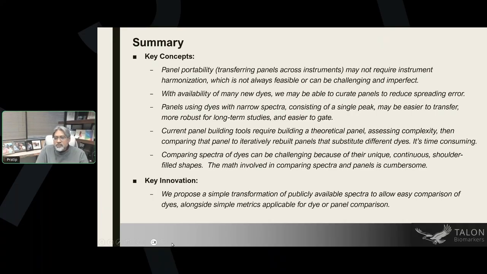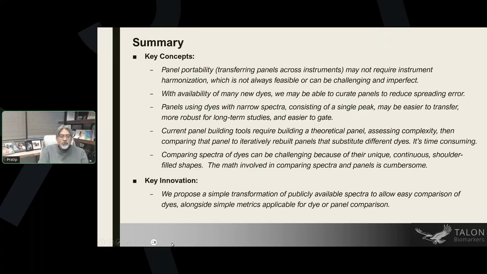Or maybe you do a little bit of instrument harmonization and then you make sure everything works by choosing better dyes. And with the availability of many new dyes, we may be able to curate panels to reduce spreading error. Panels that use dyes with narrow spectra that consist of a single peak may be very easy to transfer, more robust for long-term studies, and really importantly, easier to gate.